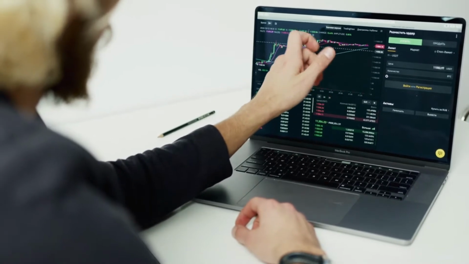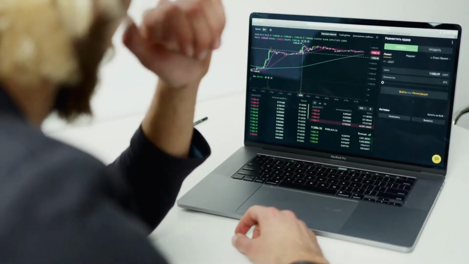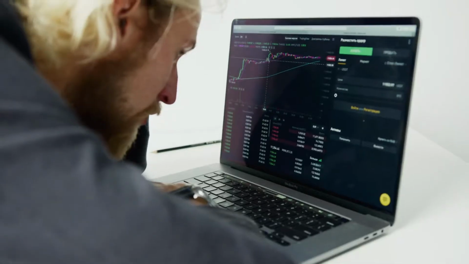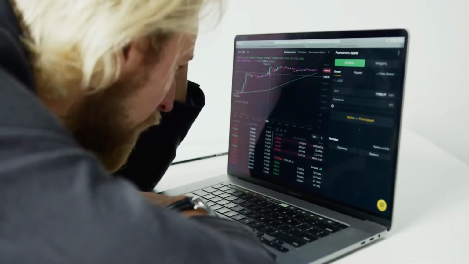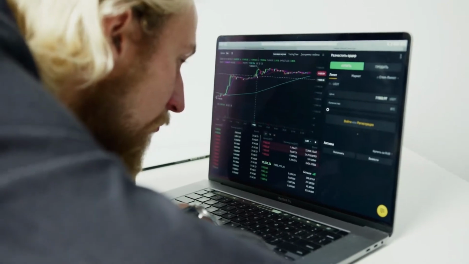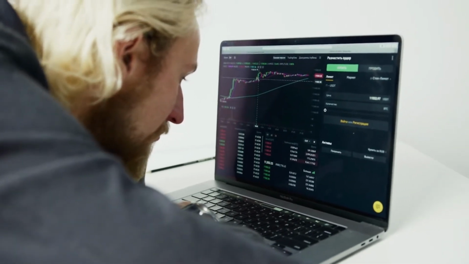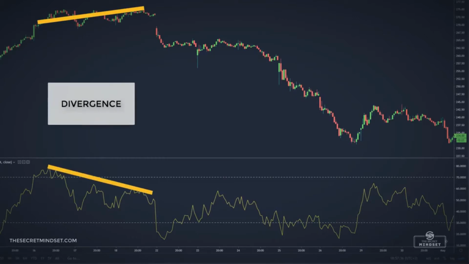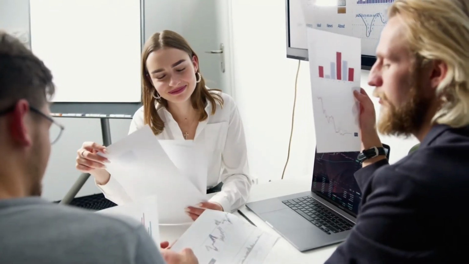So when there's a discrepancy in price, for example, if the RSI is going downwards but the price is going upwards, it clearly means that there is a divergence in price. In other words, a discrepancy in price. For example, when the price rallies to a new high, but the RSI cannot increase to a new high, then we have a divergence.